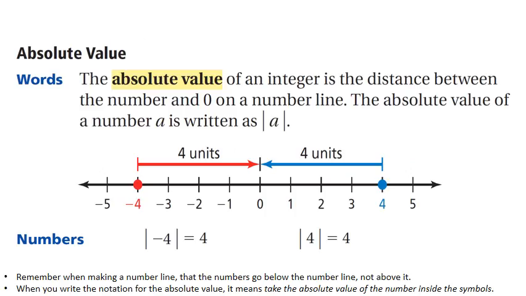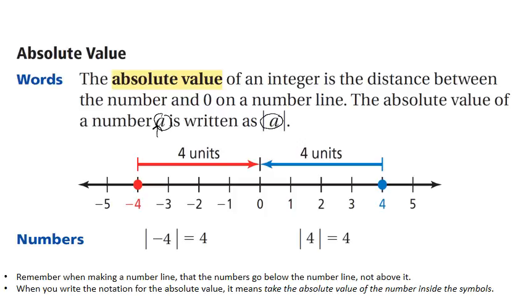So we're talking about absolute values. The absolute value of an integer is the distance between the number and 0 on a number line. The absolute value of a number a is written as |a|. Now here we don't know what a is, which makes a a variable. And since we're talking about this in terms of a definition, a can be any number.